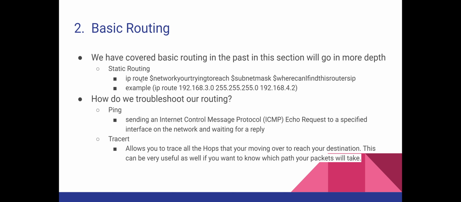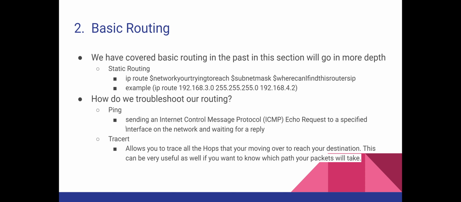So you type in IP route, then the network you're trying to reach, then the subnet mask, and where can I find this router's IP. So example, IP route, the network we want to go to, the subnet mask, then the location where I can find this router or this network, where it needs to be.